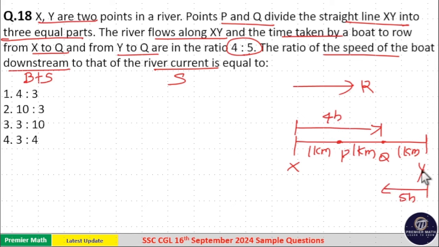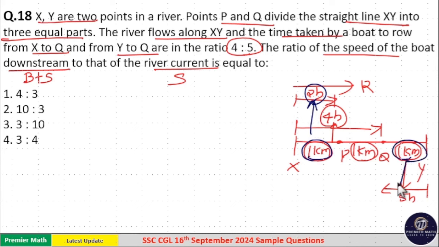Now, this is downstream and this is upstream. To cover 1 kilometer upstream, time taken is 5 hour. To cover 2 kilometer downstream, time taken is 4 hour. Then find time taken to cover 1 kilometer downstream, which is equal to 4 by 2, 2 hour. That is, to cover 1 kilometer downstream, time taken is 2 hour. And to cover 1 kilometer upstream, time taken is 5 hour.